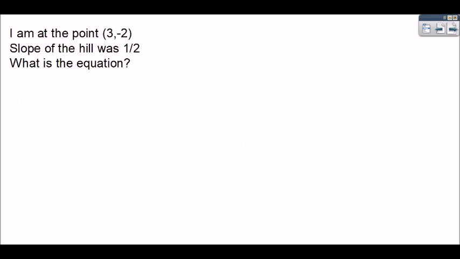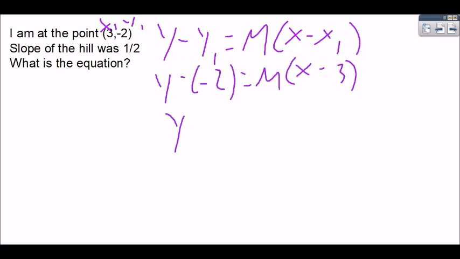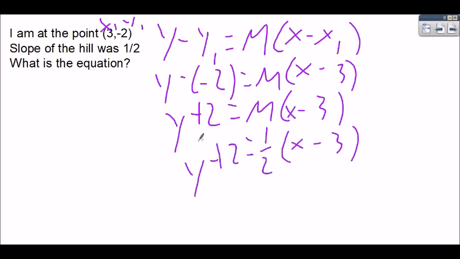So if I knew on the map I was at the point 3, -2, and I knew I walked up a hill that was up 1 over 2, what is my equation? So I start with my point slope equation, and then I just plug in the points that I know. So this would be x1, y1. So I have negative, negative, that makes a positive. And then I just plug in my slope. So this is my point slope equation given this information.